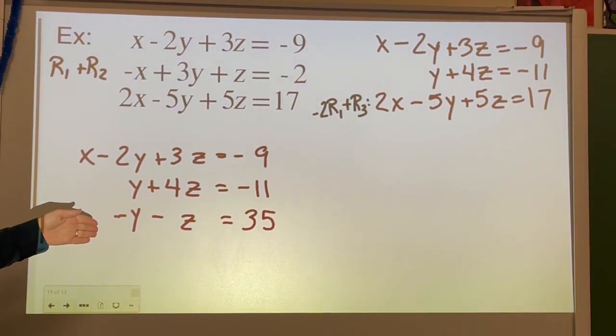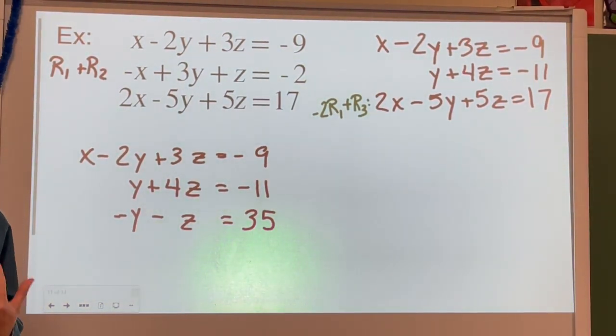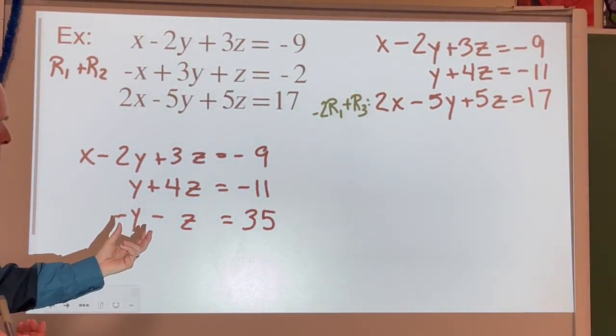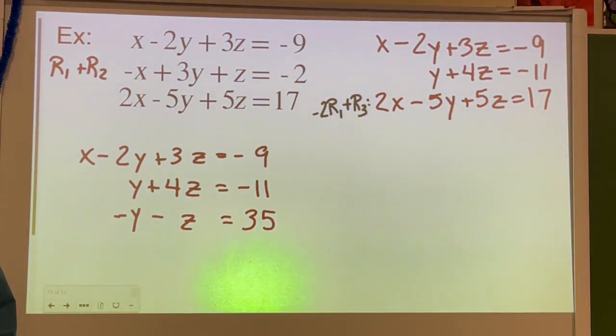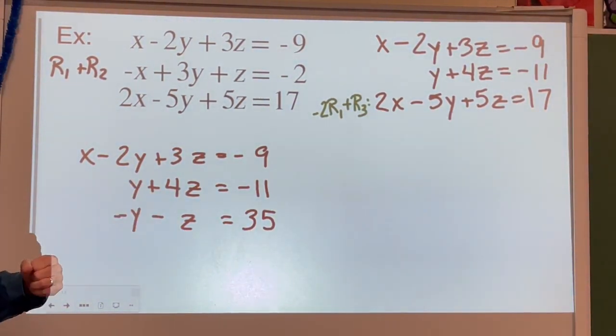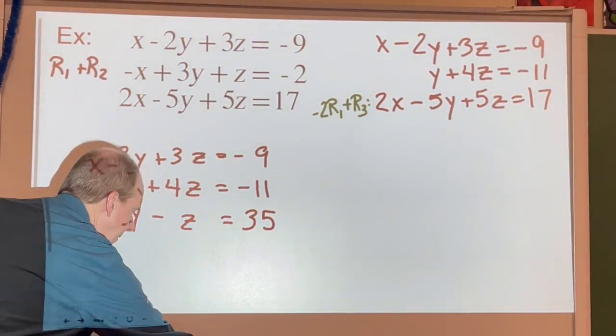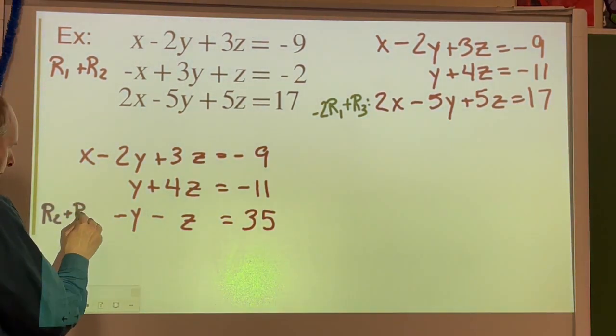Well, we've eliminated the x from row 3, but we still have the y. So what could we do to get rid of this y here and just leave us with our z? Well, we could add row 2 and row 3. Let's do that. Row 2 plus row 3.